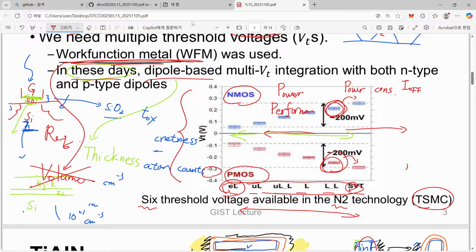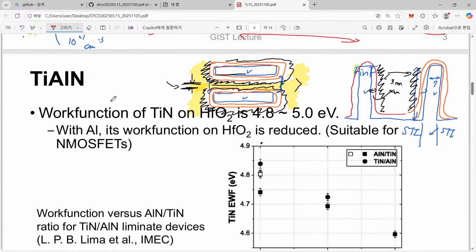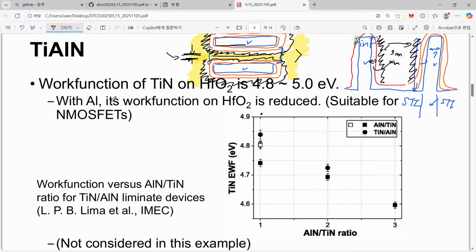But that part is especially difficult and not that clear, at least to me. So in this slide, let me just introduce what we did in our FinFET technology, not the dipole-based one. That is a somewhat old technology. However, it is quite interesting.